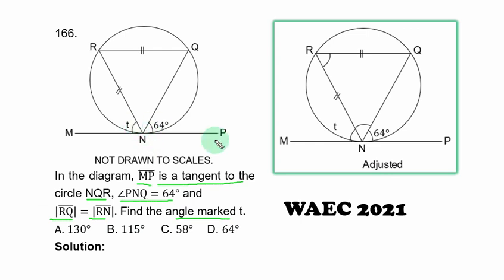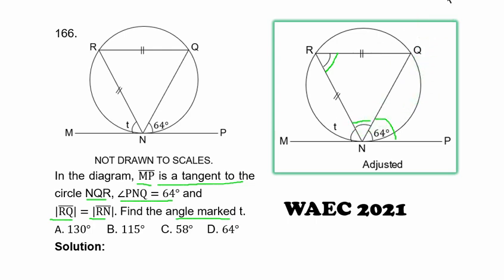For us to get this angle, we need this angle, so that the sum of the 3 angles on the line is equal to 180 degrees. This angle is equal to this angle, angles in alternate segment. Because RQ is equal to RN, you have it that the base angles are equal. So once you get them, you add the 3 angles on the line and you get the value of angle T.